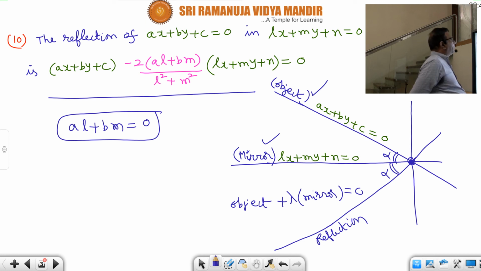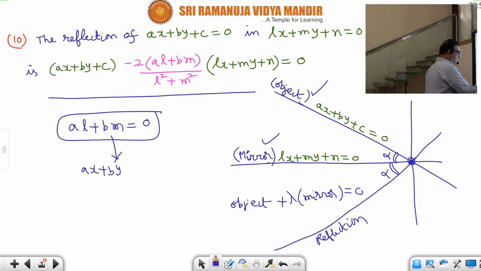The reflection of ax plus by plus c is equal to 0 in lx plus my plus n equal to 0 is ax plus by plus c is equal to 0. Because al plus bm is 0, the second part of the formula will vanish. So the reflection of the object line in the mirror line is the object line. Is it correct or not? Let us test. Al plus bm is equal to 0 is the condition for what? Tell me. Is it the condition for parallel lines or perpendicular lines?